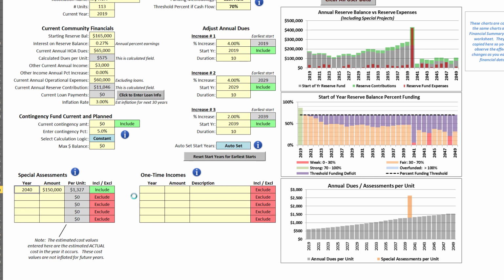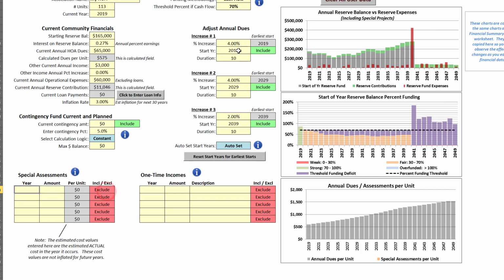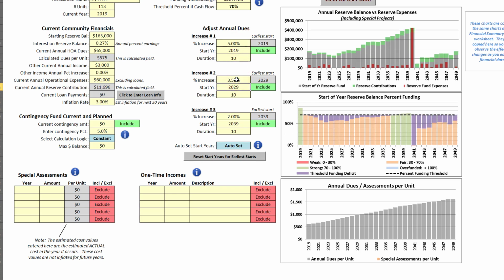So you can see in this graph here under the annual dues and assessments per unit that we got this big influx of cash there in 2040, but in my mind, this doesn't really do something that we would like to do. So let's go ahead and remove the special assessment, exclude that, bring this back to 5%, and we can drop this down to 3.5% and see what happens.